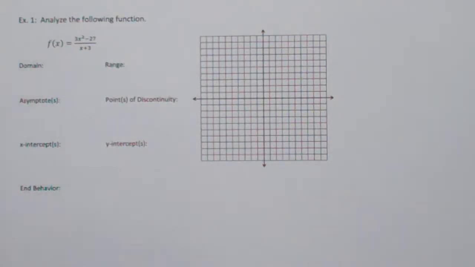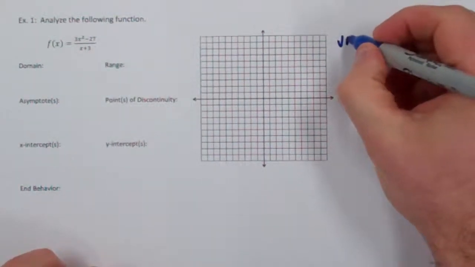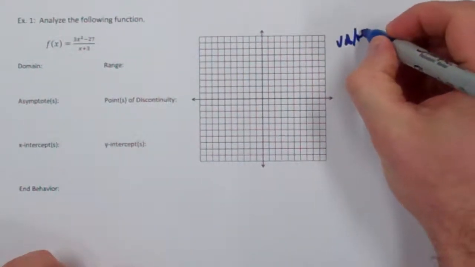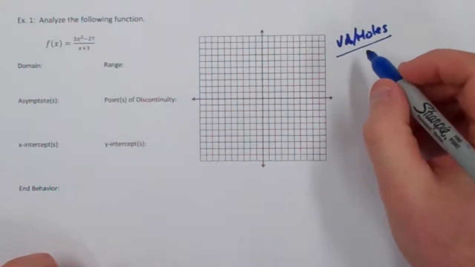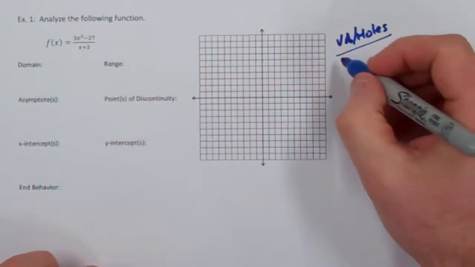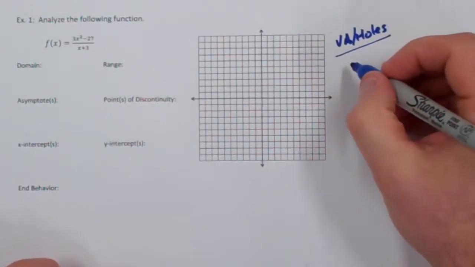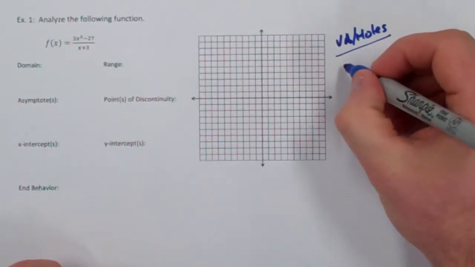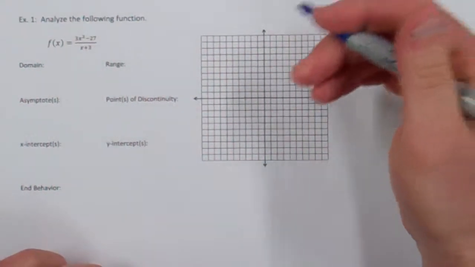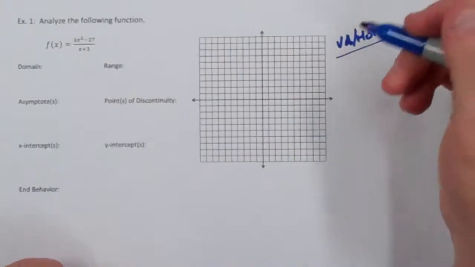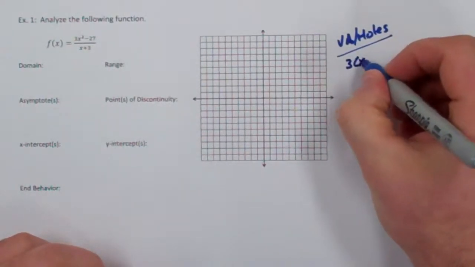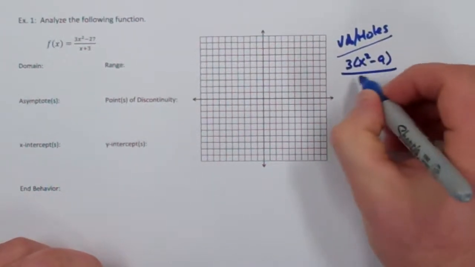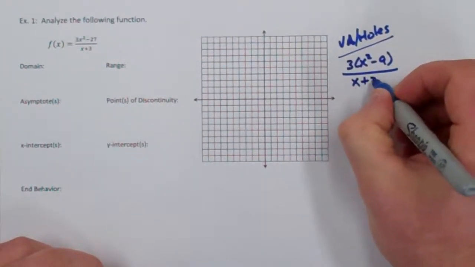If we take a look at our asymptotes, we'll do maybe some vertical asymptotes over here on the right hand side, or we'll be investigating holes here as well. What we'd like to do is take 3x squared minus 27 and divide that by x plus 3. So if possible, we're going to try to factor the numerator. The denominator is already factored. So we could pull out a 3, that'd be x squared minus 9 over x plus 3.